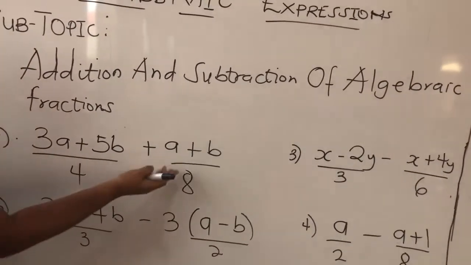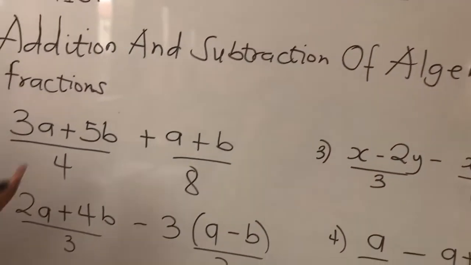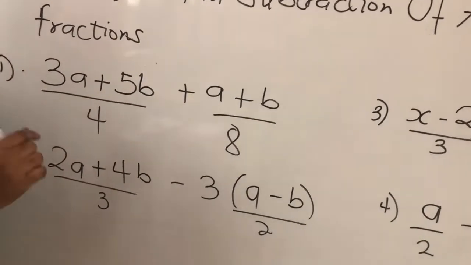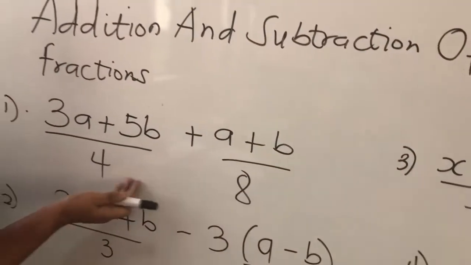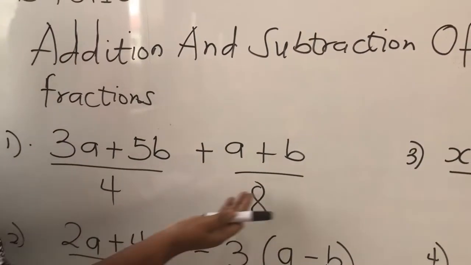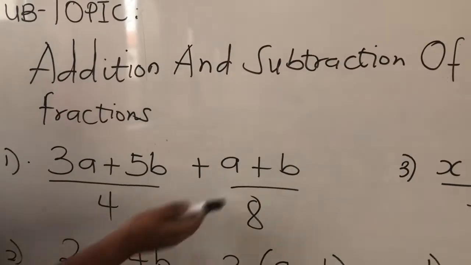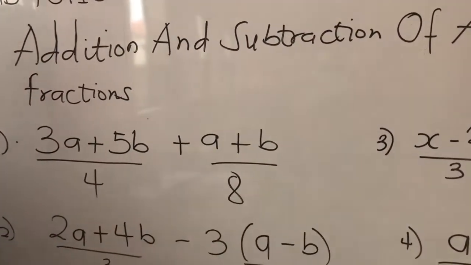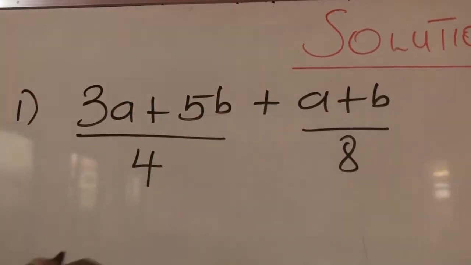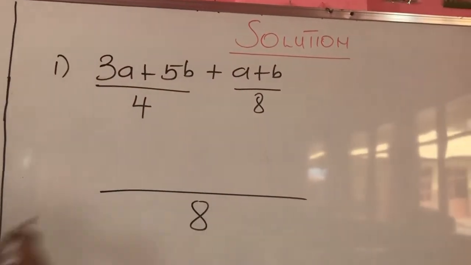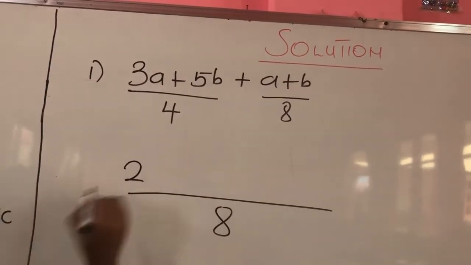Okay, so let's pick the first question, which I've already written here. When you are solving such a question, the first and foremost thing you ask yourself is, what is the LCM of the numbers at the denominator of the two fractions you have? So what is the LCM for 8 and 4? Obviously, the LCM of 4 and 8 is 8. So you draw your big line here, and you bring your 8. What number times 4 will give you 8? 2. So you bring that number here.